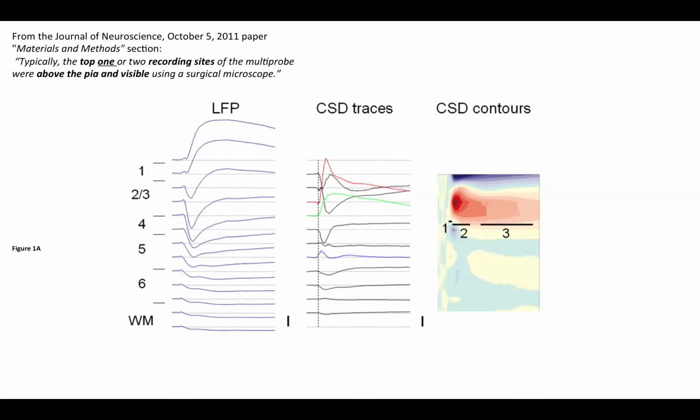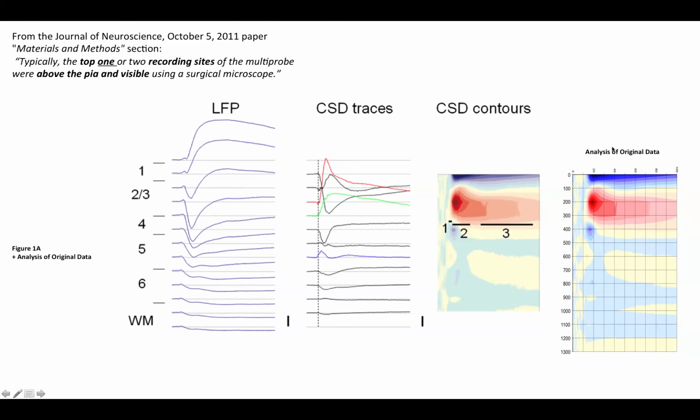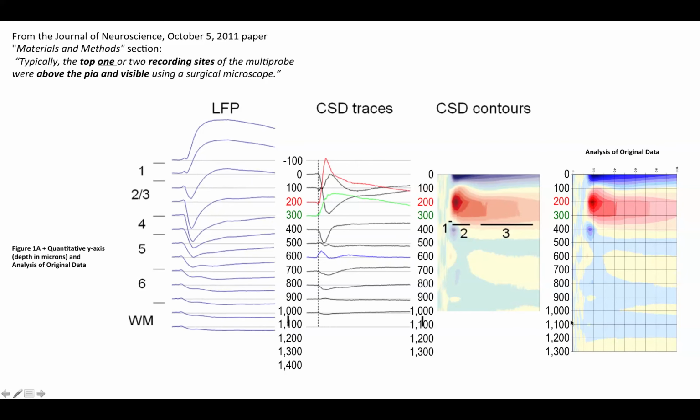So let me try to illustrate how things might look differently if it was 2 recording sites visible above the surface instead of 1 recording site visible. So here's the original figure 1. Again, categorical y-axis, no cortical depths on here. So I'm going to add my analysis, the original data right here. I'm going to add a quantitative y-axis. And this is what everything looks like if there's only 1 recording site visible above the surface of the brain. And you can see that these analyzed traces that they have are depths of only 200 to 300 microns, which again is solidly in layer 2-3.